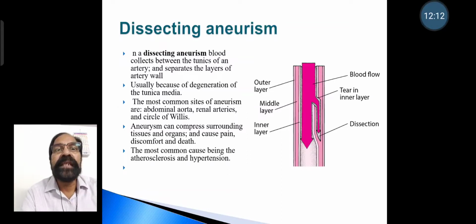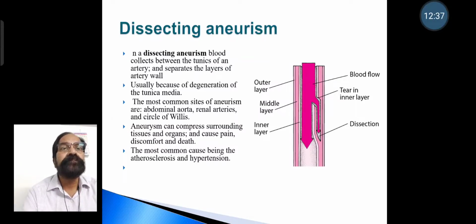The most common sites of aneurysm are the abdominal aorta, renal arteries and circle of Willis. Aneurysm can compress surrounding tissues and organs and cause pain, discomfort and death. The most common causes are atherosclerosis and hypertension. In the picture you can see a dissecting aneurysm.